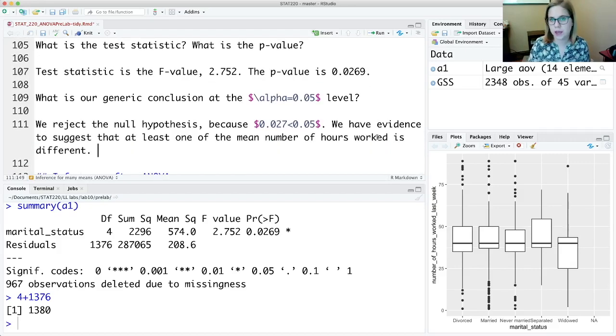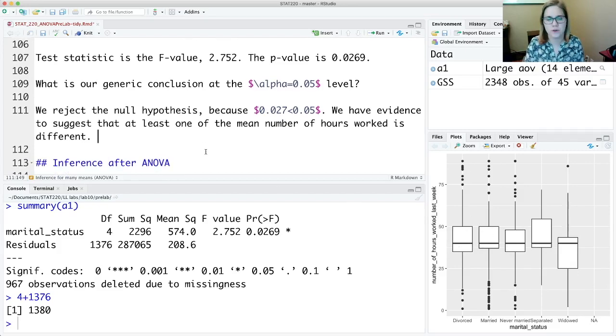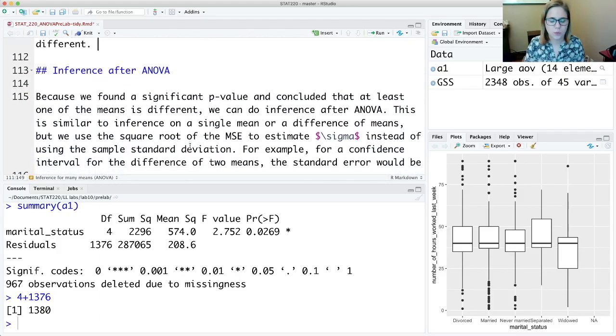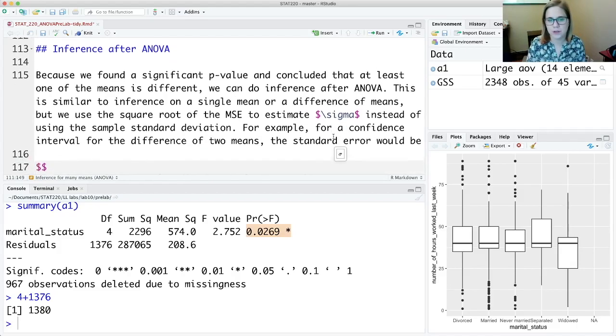So at least one of those categories is different, but we don't know which one. So that's the thing that's kind of frustrating about Anova, is once you reject the null hypothesis, you just know something is different, but you don't know what is different. And then what comes next is inference after Anova. So if we're going to do inference after Anova, we have to have rejected the null hypothesis, which we did, and then we're just going to do inference like on a single mean or a difference of means, basically the same way that we've done in chapter 6, but we're going to use the square root of the mean squared error to estimate the sigma instead of using the sample standard deviation.